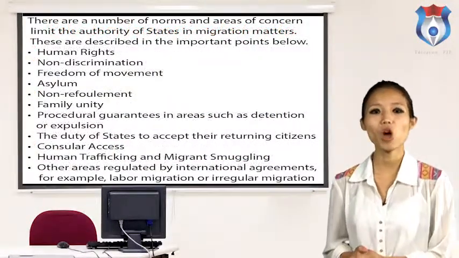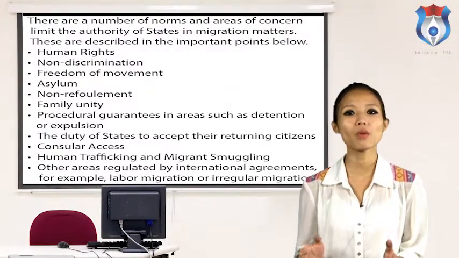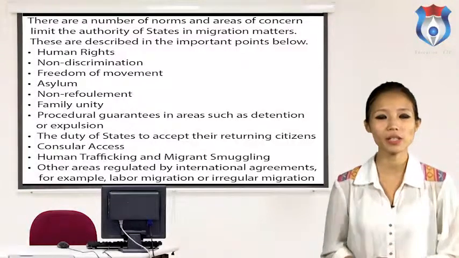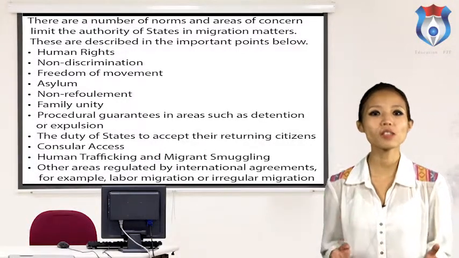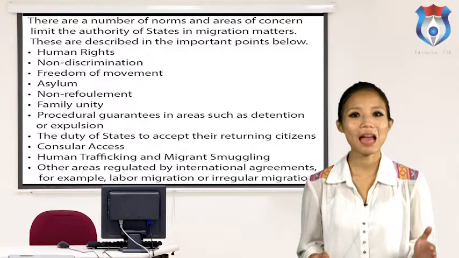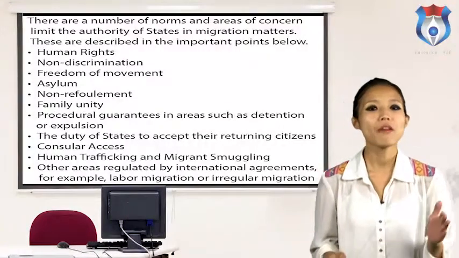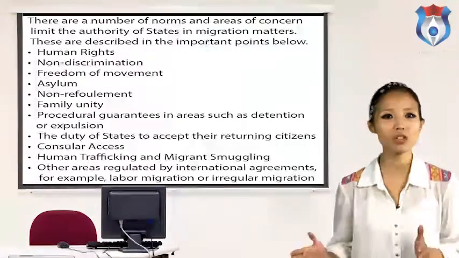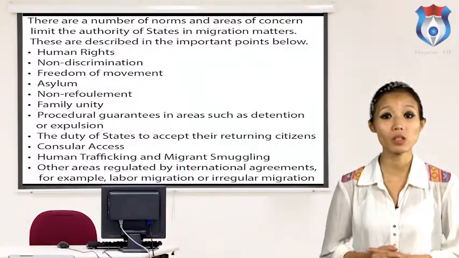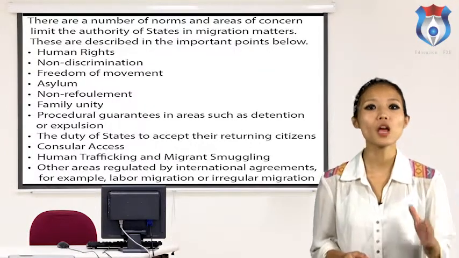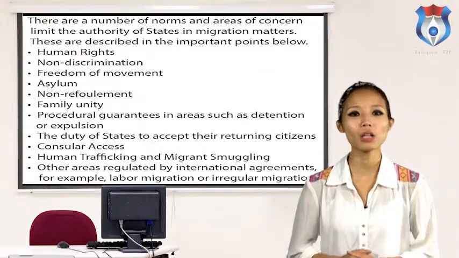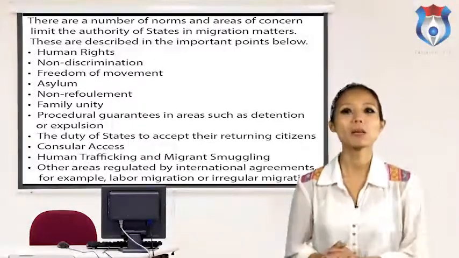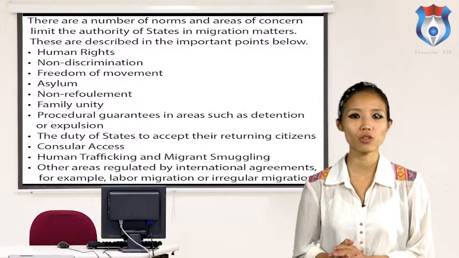There are a number of norms and areas of concern that limit the authority of states in migration matters. These are described in the important points below: human rights, non-discrimination, freedom of movement, asylum, non-refoulement, family unity, procedural guarantees in areas such as detention or expulsion, the duty of states to accept their returning citizens, consular access, human trafficking and migrant smuggling, and other areas regulated by international agreements, for example, labor migration or irregular migration.